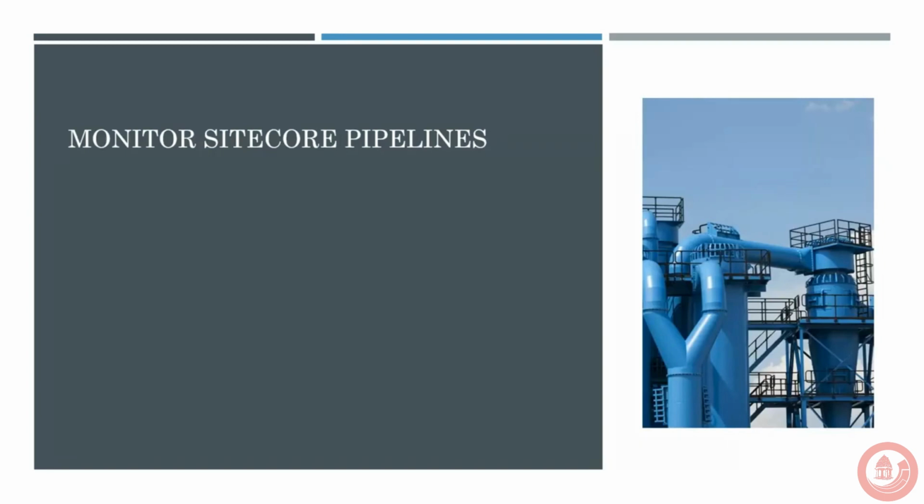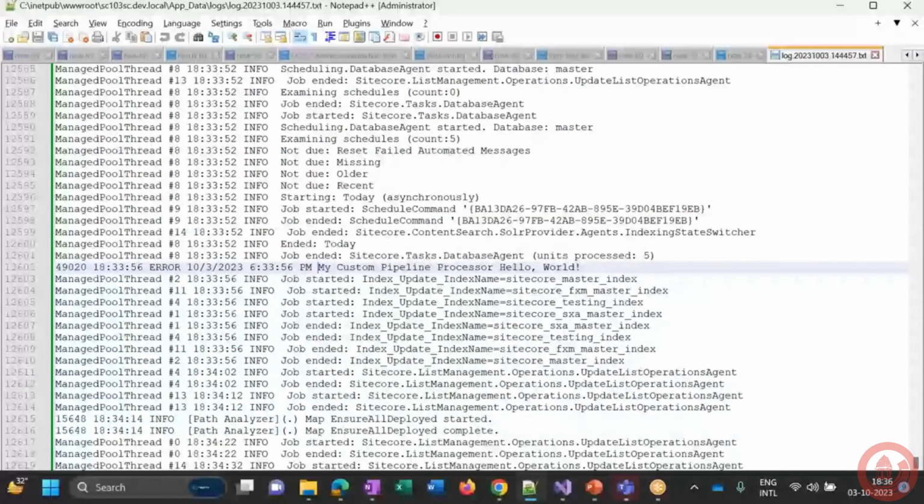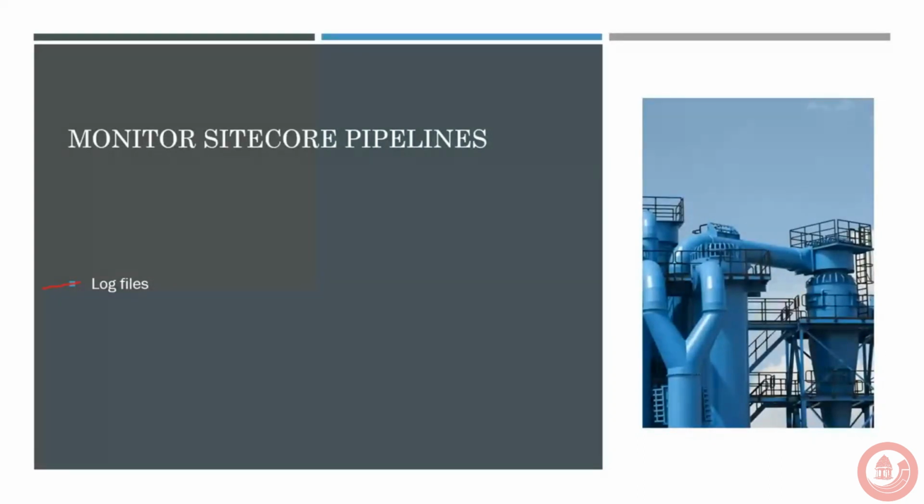Now, whenever you are writing the pipeline, another thing is how to monitor what pipelines are running right now. There are three ways that you can use. One is the log files, which is very obvious, because whatever we are doing in Sitecore, we are always referring to the log. So you can go there and check your logs and see if you are getting some useful log for what you have written into the pipeline. So log is one of the obvious ways.